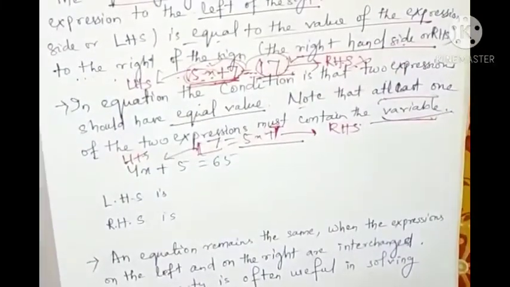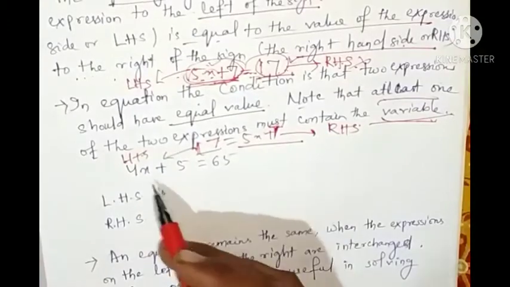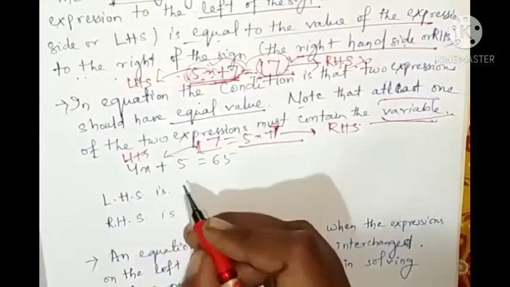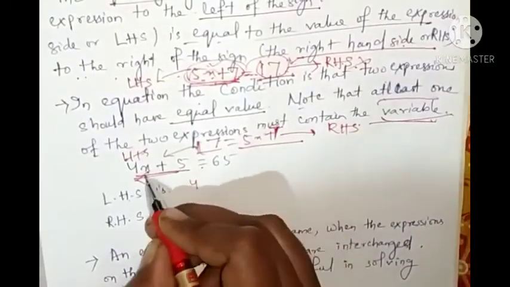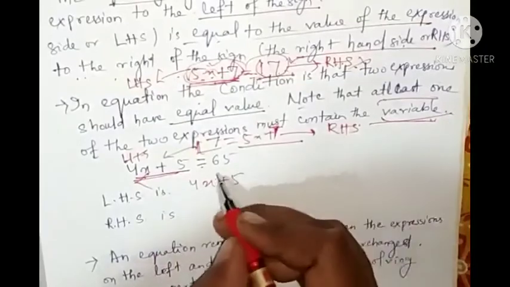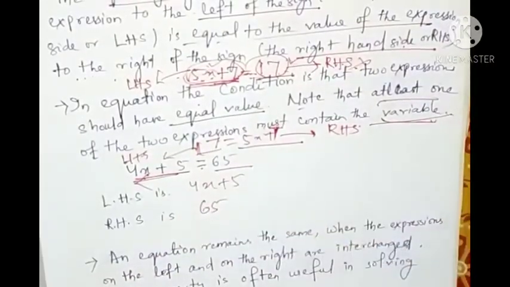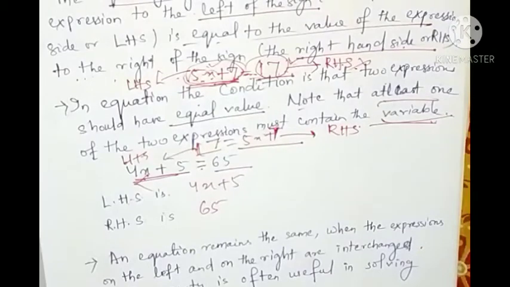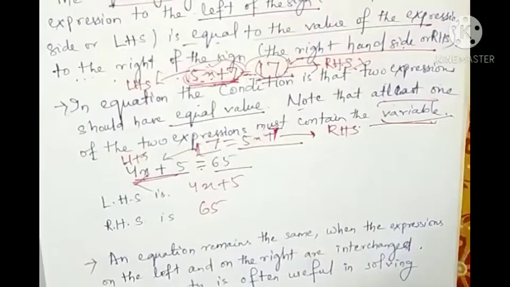4x plus 5 equal to 65. Look here, 4x plus 5. LHS is the left hand side of the equal sign, so 4x plus 5. RHS is the right hand side of the equal sign, that is 65.